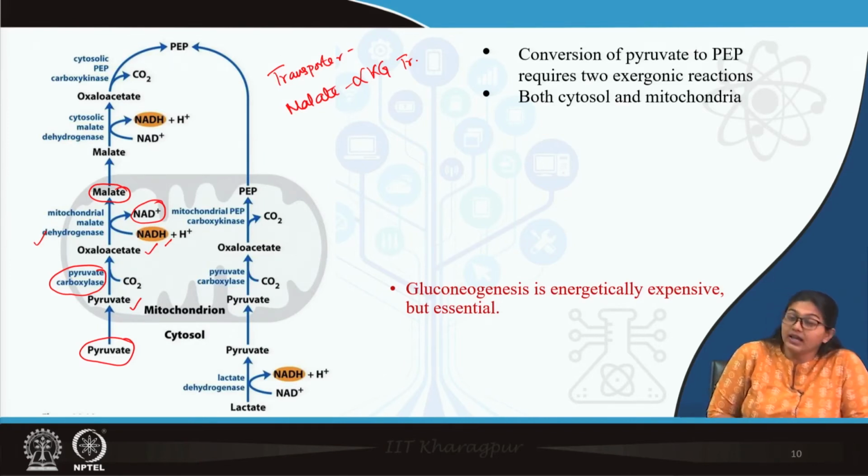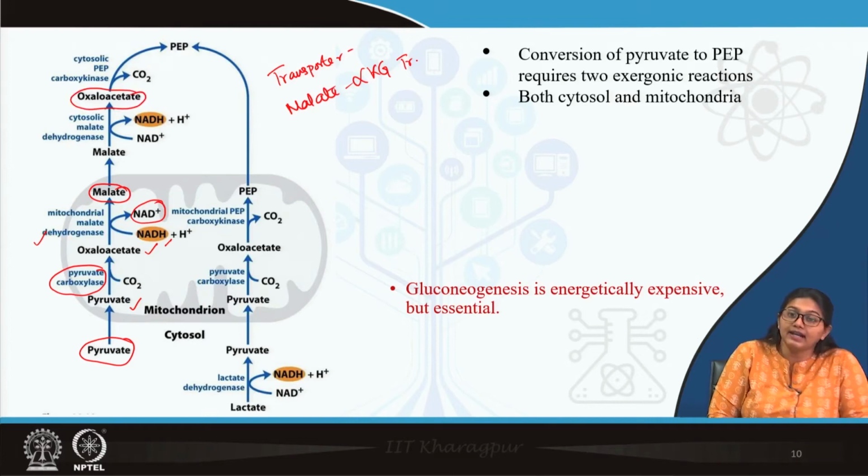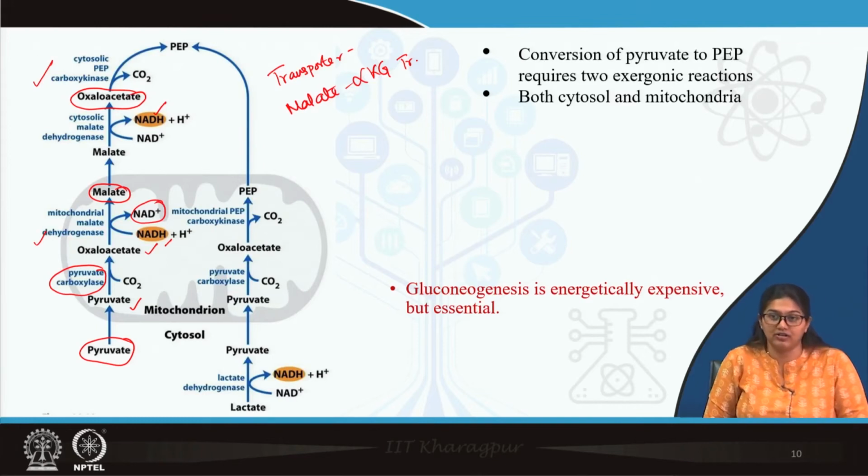In the cytosol, it utilizes the cytosolic isoform of malate dehydrogenase to reform oxaloacetate, and here again NAD is converted to NADH. Finally, oxaloacetate, with the help of the cytosolic isoform of phosphoenol pyruvate carboxykinase, forms PEP. So, here you can see that the formation of phosphoenol pyruvate from pyruvate basically involves both cytosol and mitochondria.